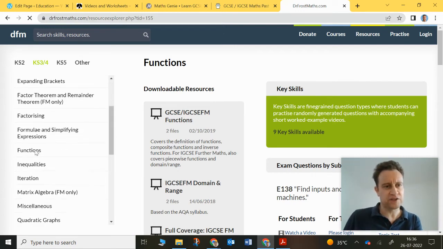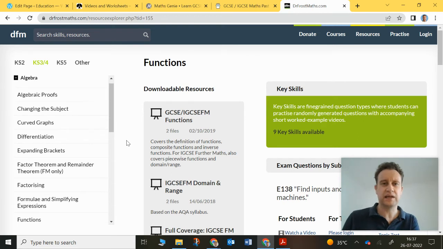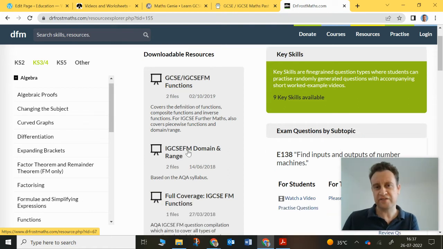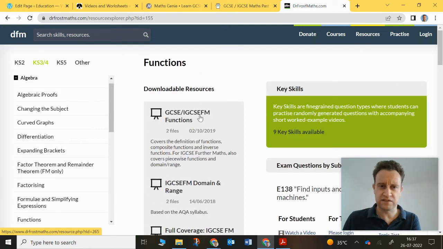If we have a look at algebra, for example, I was just looking at functions, picking randomly. You can see that you can download the presentation on this. It's a massive presentation. There's another presentation here. This one, FM, stands for the Further Mathematics course, which IGCSE do. That's like a bridging course between IGCSE and A-level or IB, so we don't necessarily want that. But it's probably quite good for IGCSE as well.